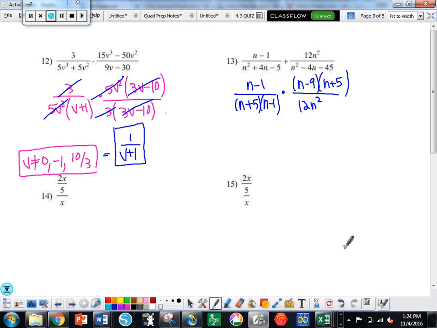So when I'm listing my excluded values, I'll do them up here. From the n plus 5 on the bottom, could not be negative 5. From here, 1. From here, 0. Now this is after the flip happened. Before the flip happened, this was the denominator. So this can't be 0 either, which means it can't be 9.